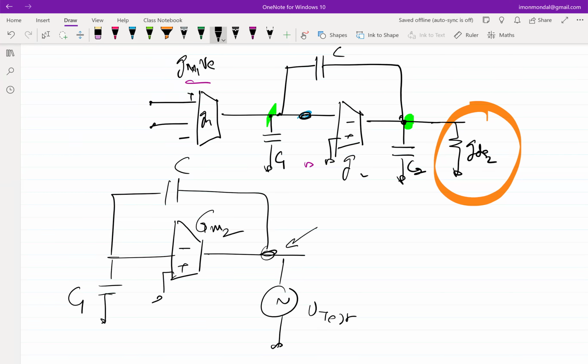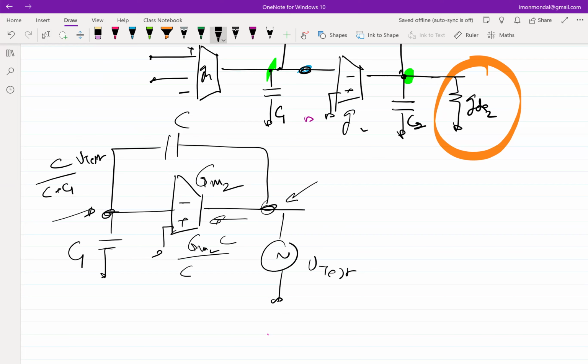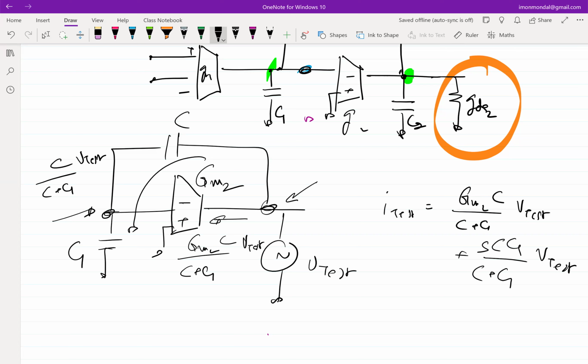So if this is V test, if I apply V test at this node, what will be this voltage? If I apply V test at the output node, this voltage will be C by C plus C1 times V test, right? So I have a voltage division between these two capacitances. And what will be the current that I'll be drawing? GM2 times C by C plus C1 times V test. And I'll be drawing a current through this also. So effectively, the I test that I'll be drawing inside the GM is GM2 times C by C plus C1 times V test. And the current that I'll be drawing through C and C1 is CC1 by C plus C1 times S times V test, right?